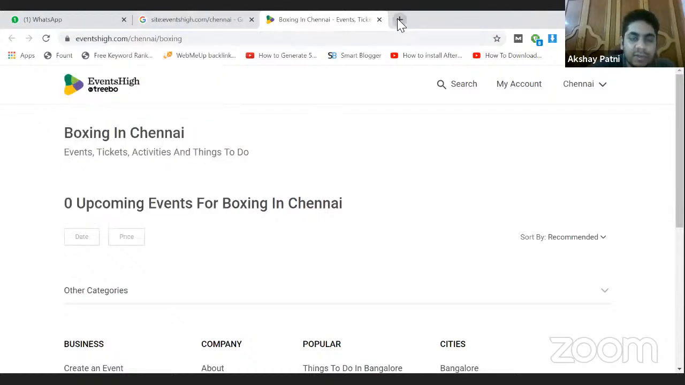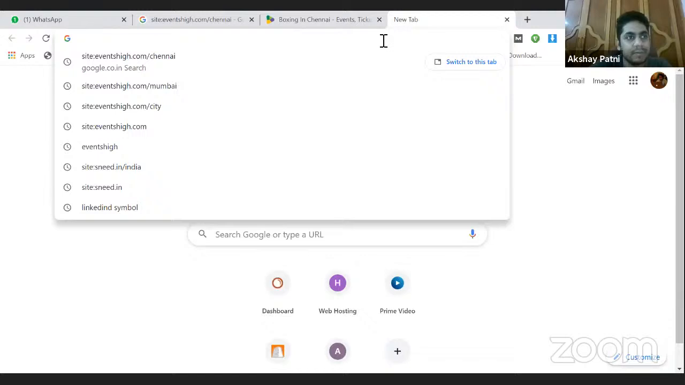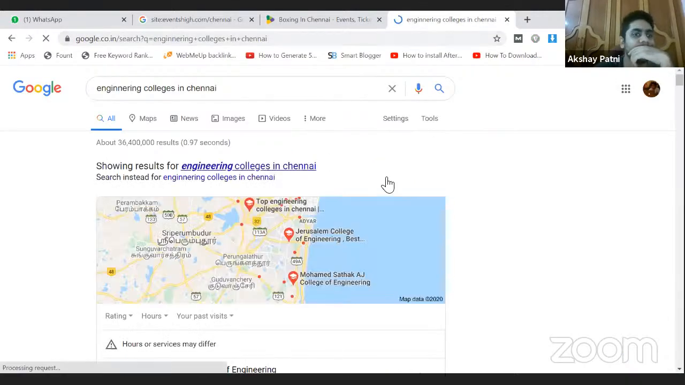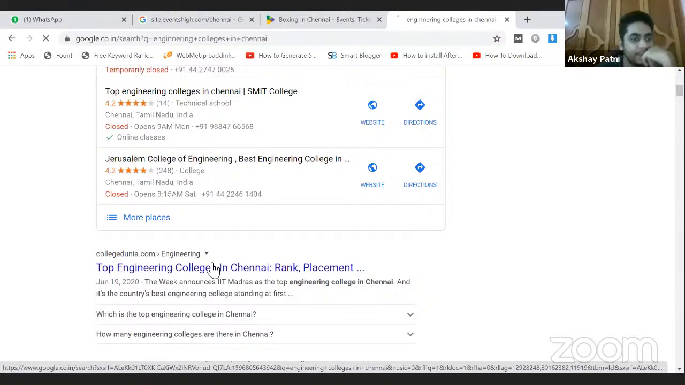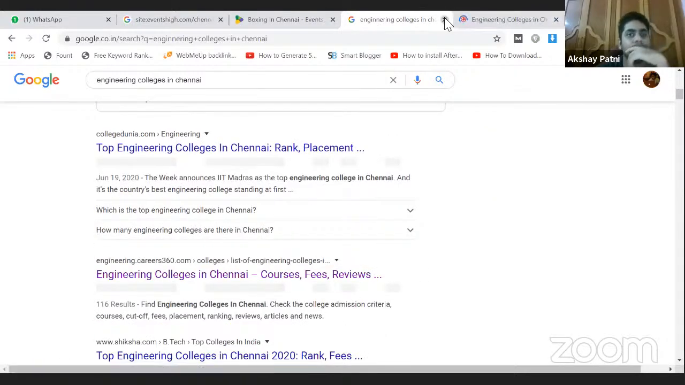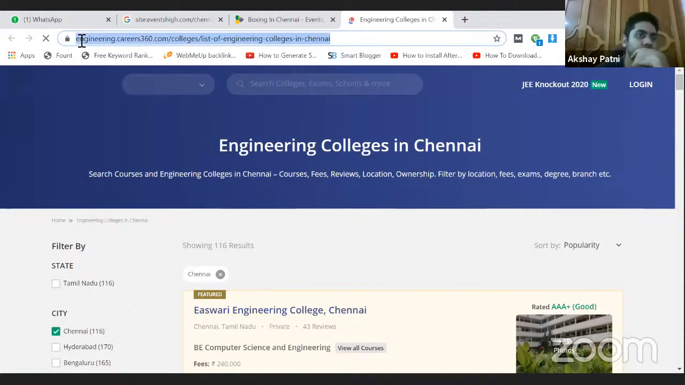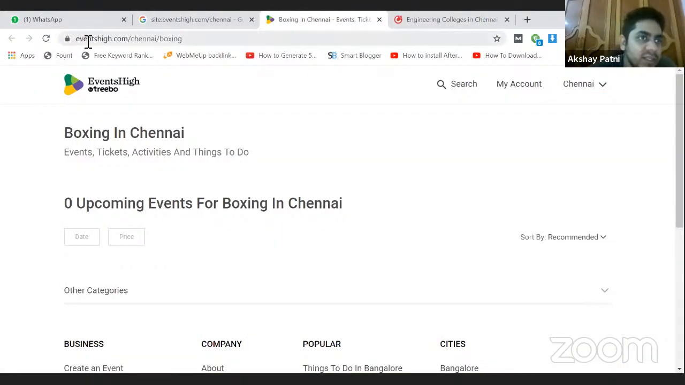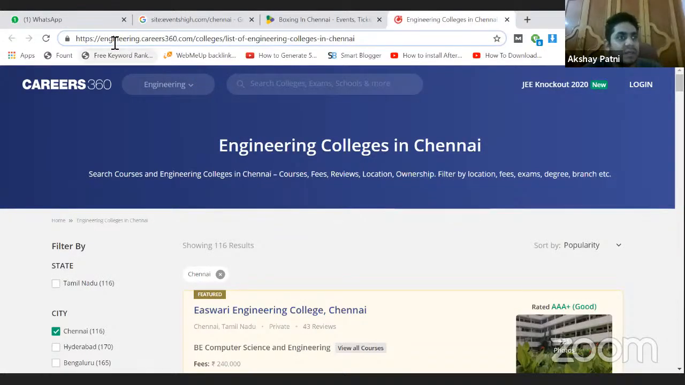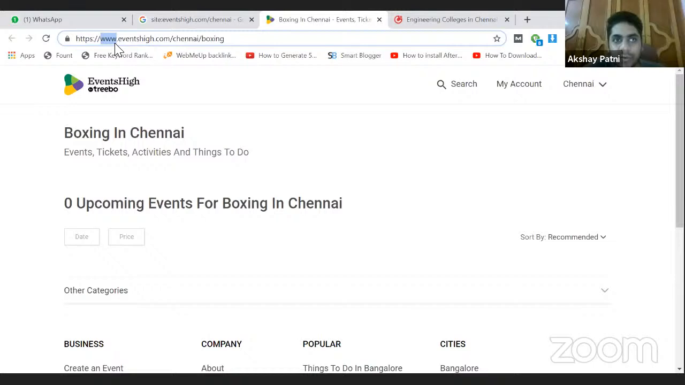Similarly, let me give you one more example to explain these terms because it is important. Engineering colleges in Chennai. Right, so here you can see the difference. If you see the URL structure, www is like a subdomain here. Whatever comes between the protocol and the domain name is called the subdomain. So here the word engineering is called the subdomain, right? And in the earlier case, www was a subdomain, right?